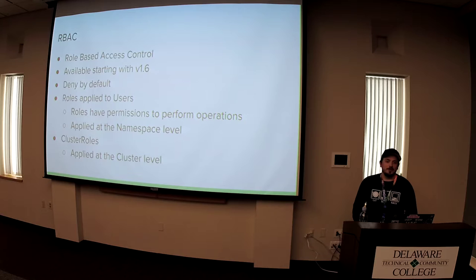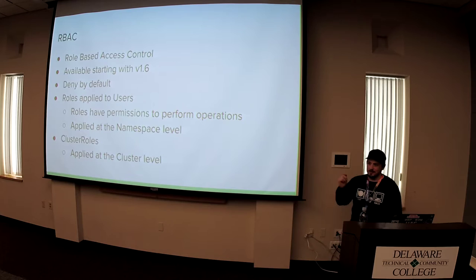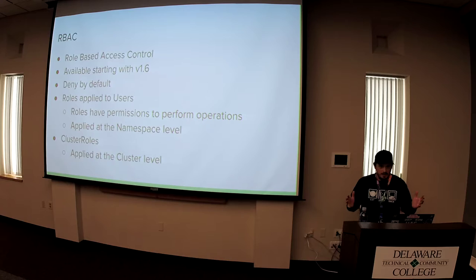Back when Kubernetes 1.6 first came out, people got bit by it because they would deploy their cluster, they're like, oh, 1.6 came out, let's update from 1.5 to 1.6, and all of a sudden nothing worked. Because everything was in a deny. So you had to start enabling every single piece of communication within the cluster that you wanted to have.